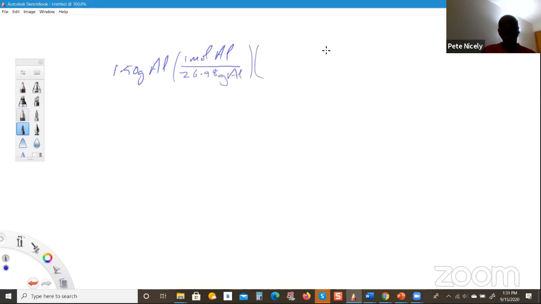And then the next step would be the mole ratio between the aluminum and the hydrochloric acid, or I should say between the aluminum and the hydrogen. And if you look at the equation that is given in the question, you're going to see that for every 3 moles of hydrogen, there are 2 moles of aluminum, all right? So this would give you the number of moles of hydrogen. So 1.5 divided by 26.98 times 3 divided by 2.